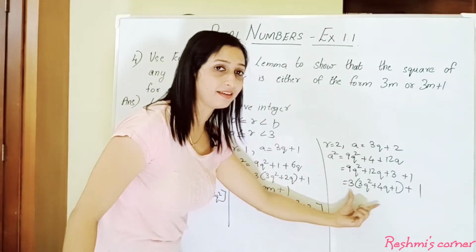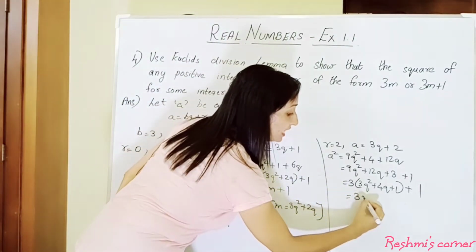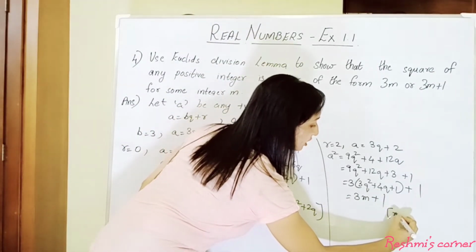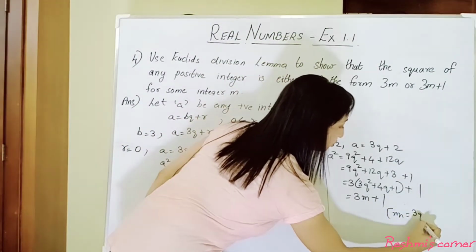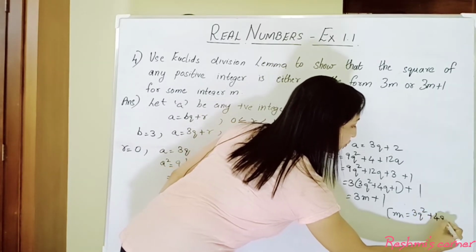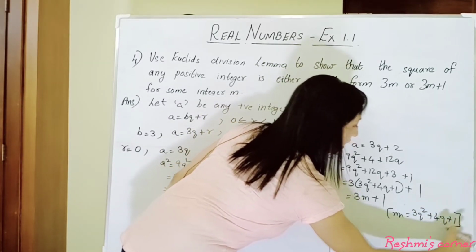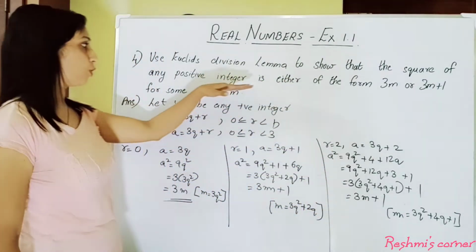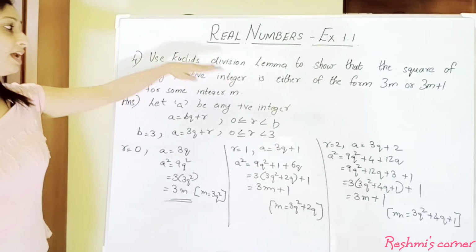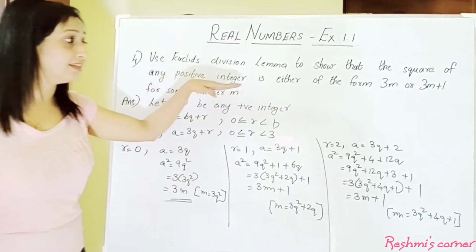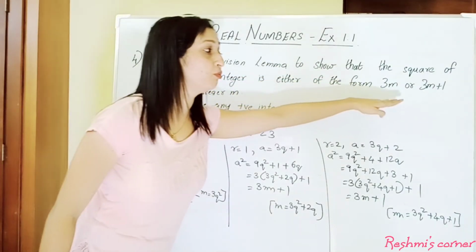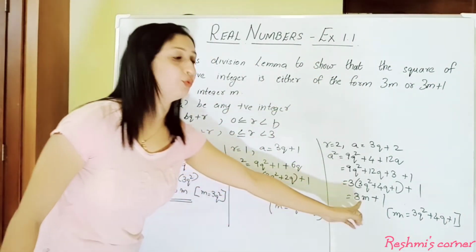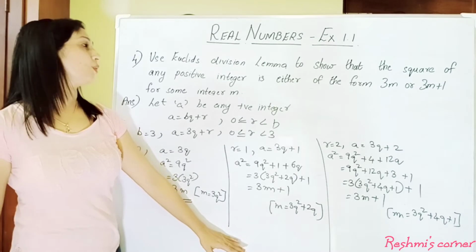Now this again I can write it as 3m plus 1, where m is equal to 3q square plus 4q plus 1. So now we have proved what we want. We wanted to show that if we are taking any positive integer, then its square will be of the form 3m or 3m plus 1, which we have clearly shown here. So this was our question number 4.